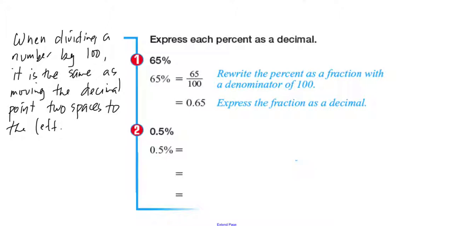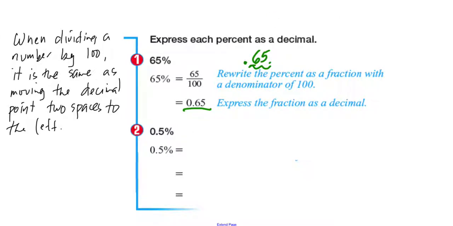Remember, write out the number, which is 65. In any whole number, the decimal is always at the end. So if you have 65, when you divide by 100, it is the same as moving the decimal point 2 spaces to the left. You simply move it 2 spaces to the left, and that's the reason why you have 0.65.